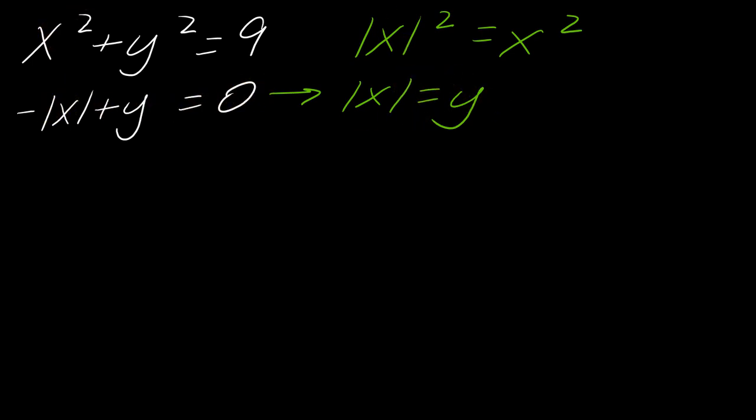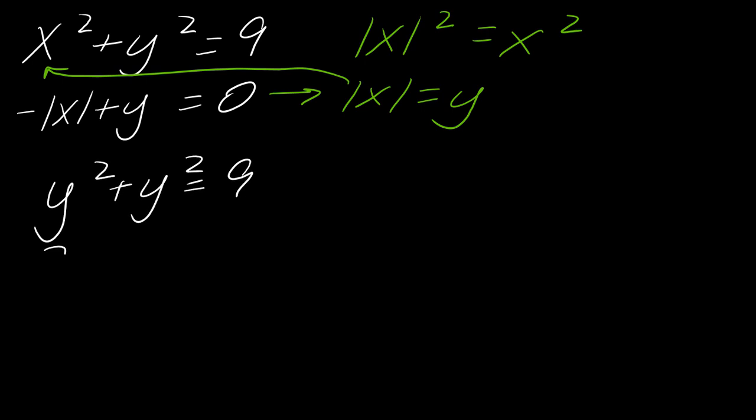And then I can use substitution. So I can substitute this now into here, leveraging the fact that I know absolute value of x squared just equals x squared. So I can make this substitution. This is a really handy fact to know. Okay, so if I make that substitution, then what I'm left with is y squared plus y squared equals 9, which means that 2y squared equals 9. So if I divide both sides by 2, that means y squared equals 9 over 2.